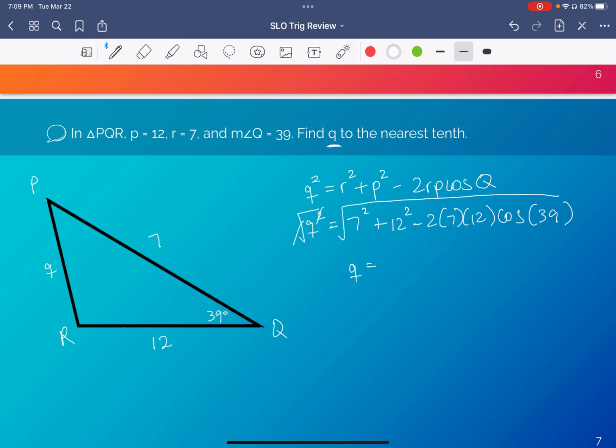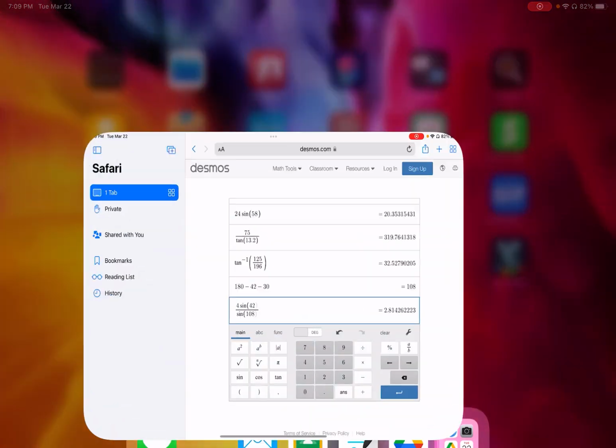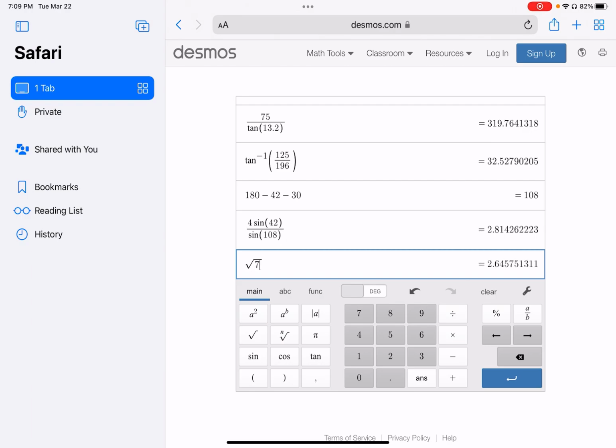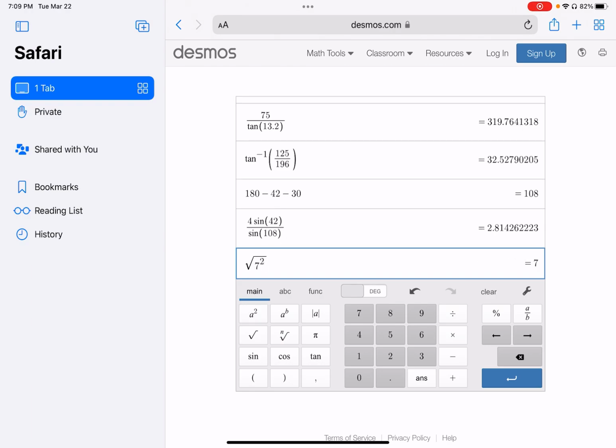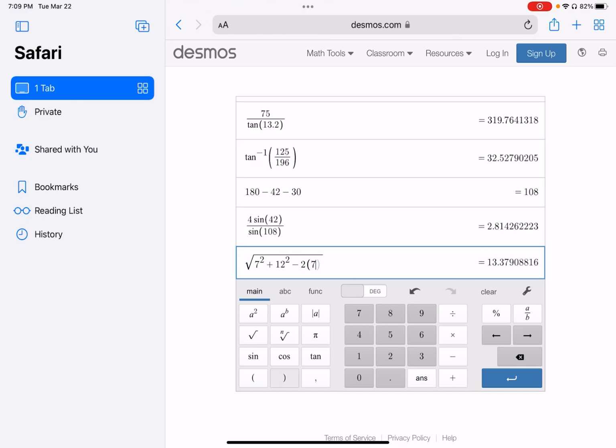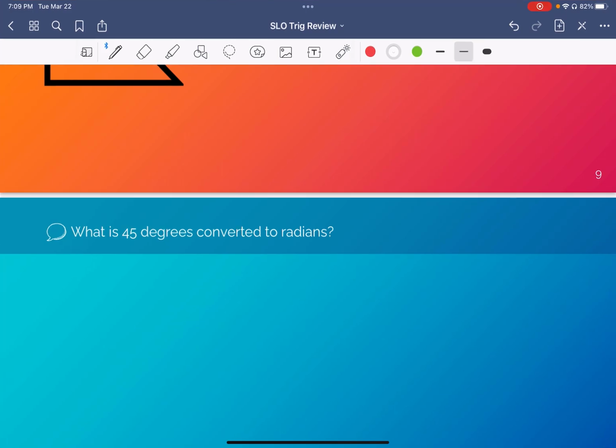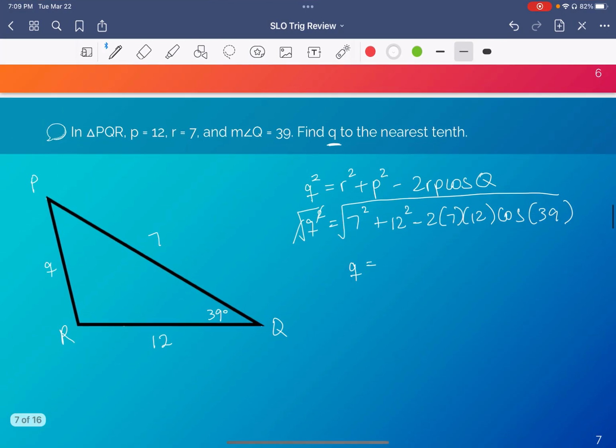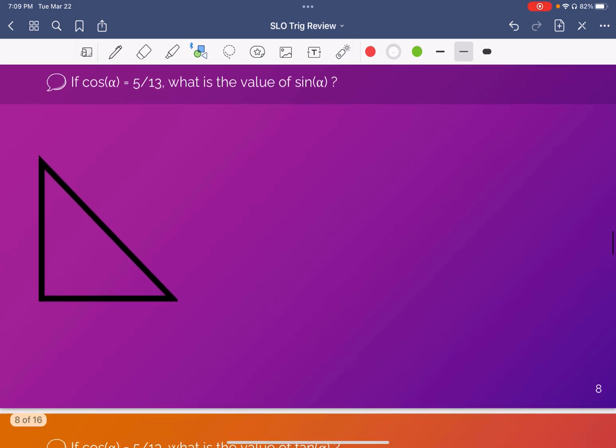So in the calculator, I'll do the square root of 7 squared plus 12 squared minus 2 times 7 times 12 times cosine of 39, which is 7.901. But to the nearest tenth would just be 7.9. Okay, moving on to the next question.